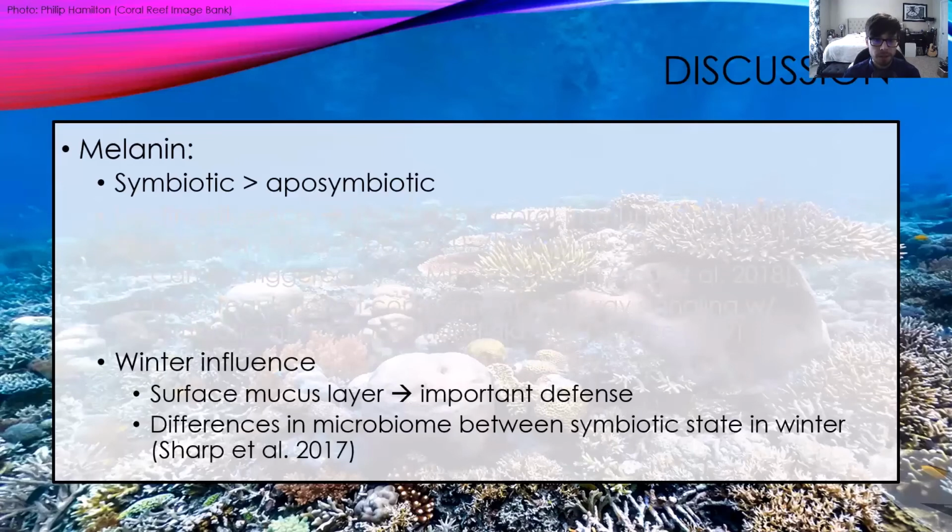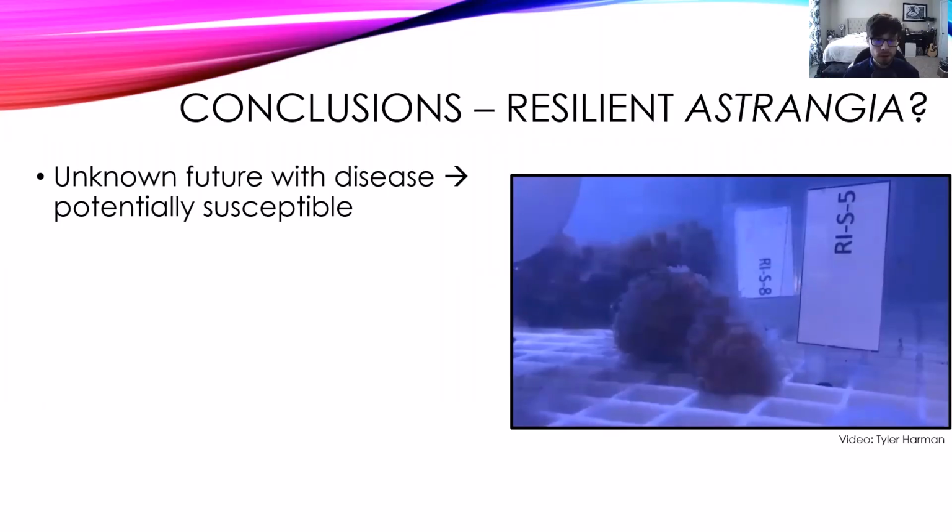Sharp et al. in 2017 identified that within the coral microbiome, which does include the surface mucus layer, changes did occur on a seasonal basis. Particularly within the winter, there were significant differences in the microbiome between symbiotic states, suggesting that our aposymbiotic Astrangia had a much different microbiome makeup compared to our symbiotic Astrangia. We suggest that the difference in the surface mucus layer could have influenced the differences found in melanin concentrations. So regarding our disease impacts, we currently hypothesize that this species is susceptible to disease.